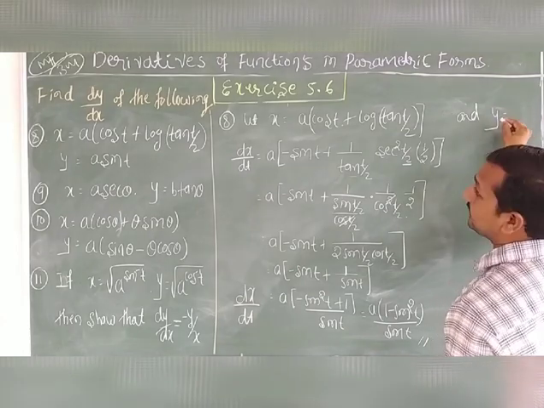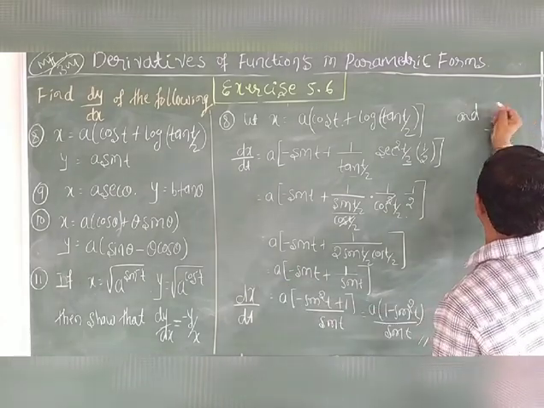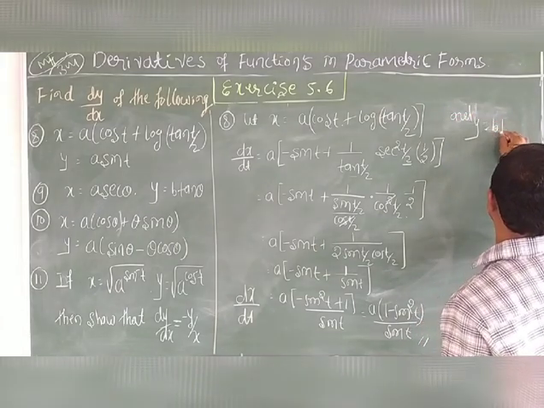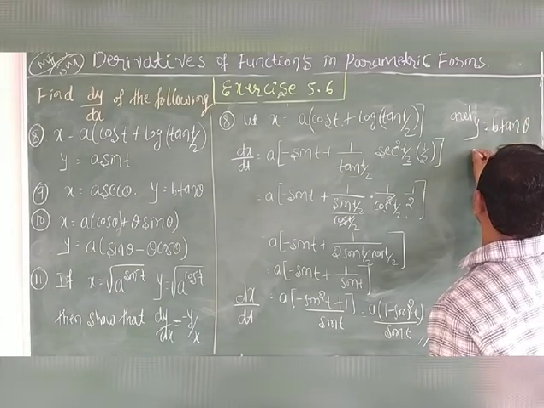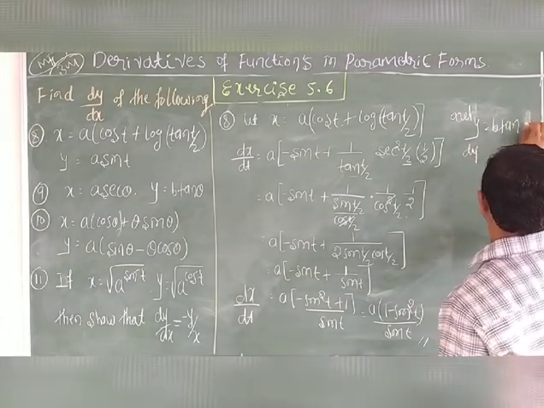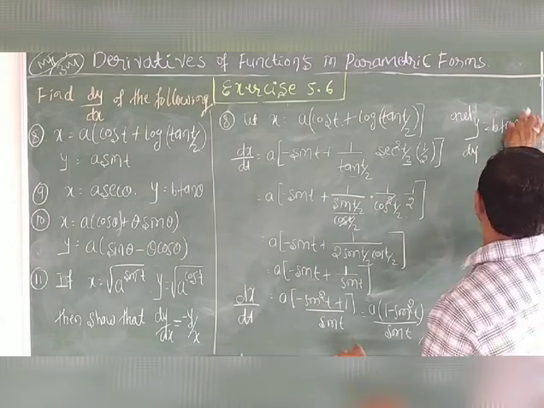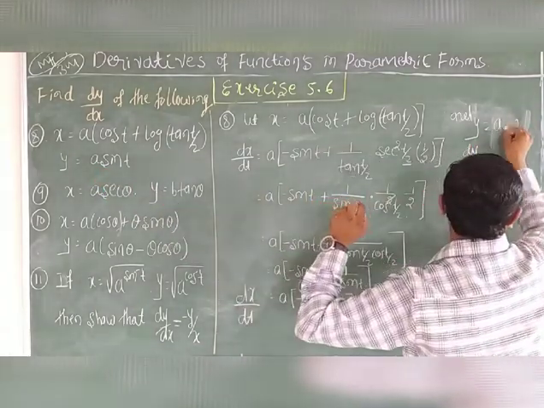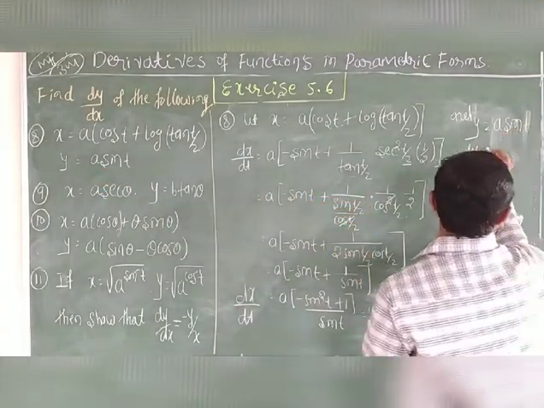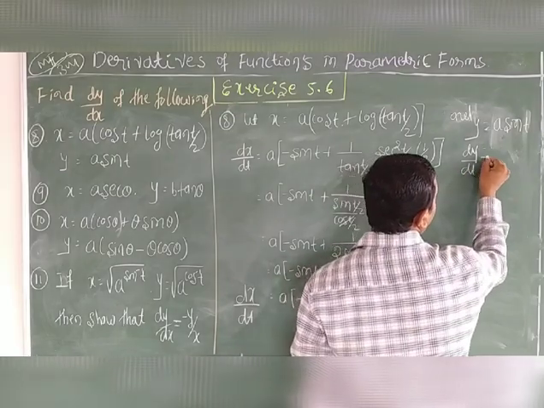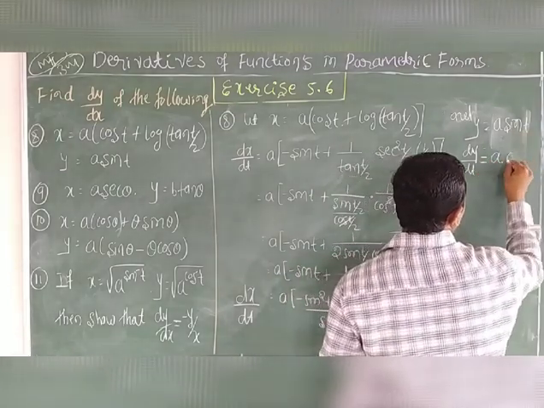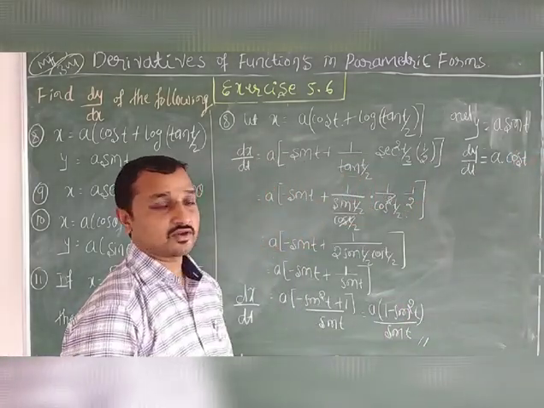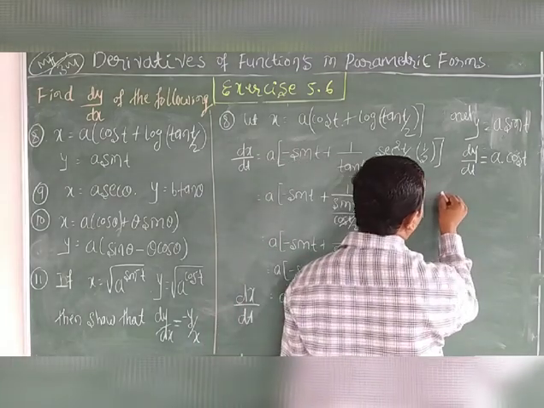And y is equal to, what is the y term? Sorry, y equal to a sin t. Then dy by dt equals a, keep as it is, times the derivative of sin t, which is cos t.